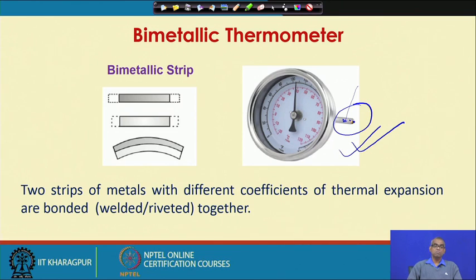So, what is a bimetallic strip? It is simply two strips of metals with different coefficients of thermal expansion. So, you take two metallic strips which have different thermal expansion coefficients and bond them together. They may be welded or riveted. So, take two different metals with different thermal expansion coefficients and they are bonded together. This will be a bimetallic strip.